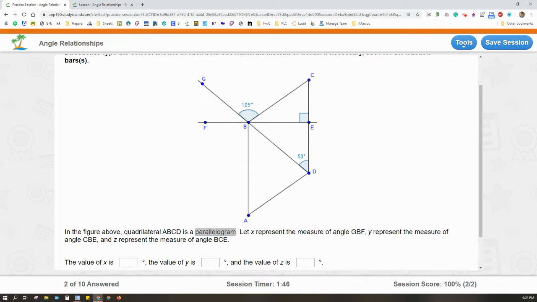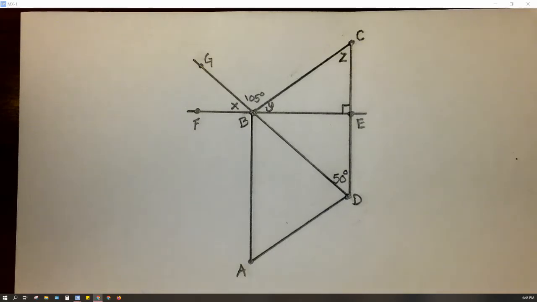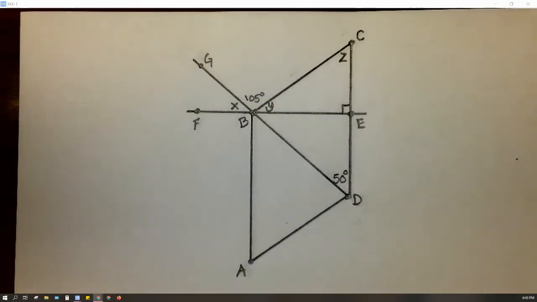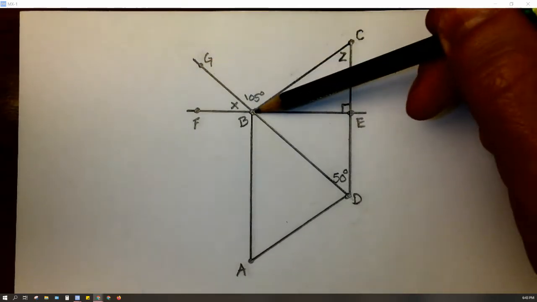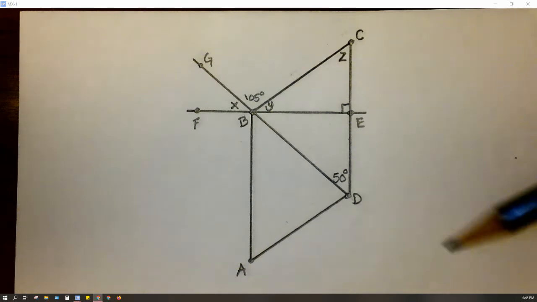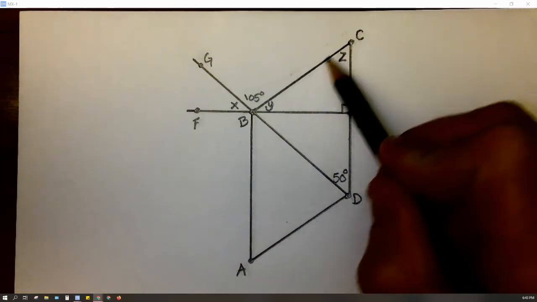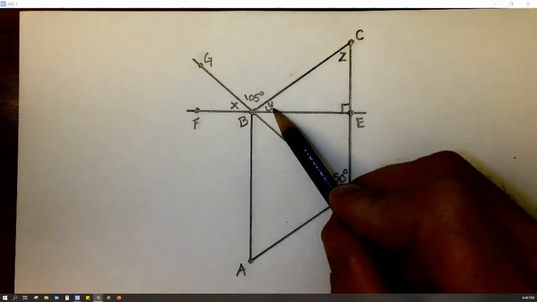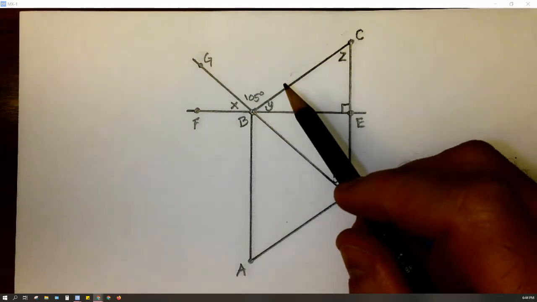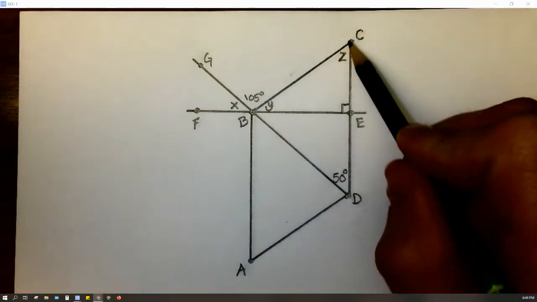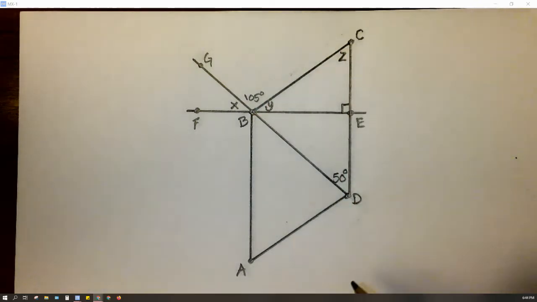Here's how that works. So here's the diagram copied down onto paper, and I put in the X, the Y, and the Z. It says in the problem that X represents GBF. So GBF is right there, X. Y represents the measure of angle CBE. So CBE is that angle there where I put the Y. And finally, Z represents the measure of BCE. BCE. So that's Z right there.